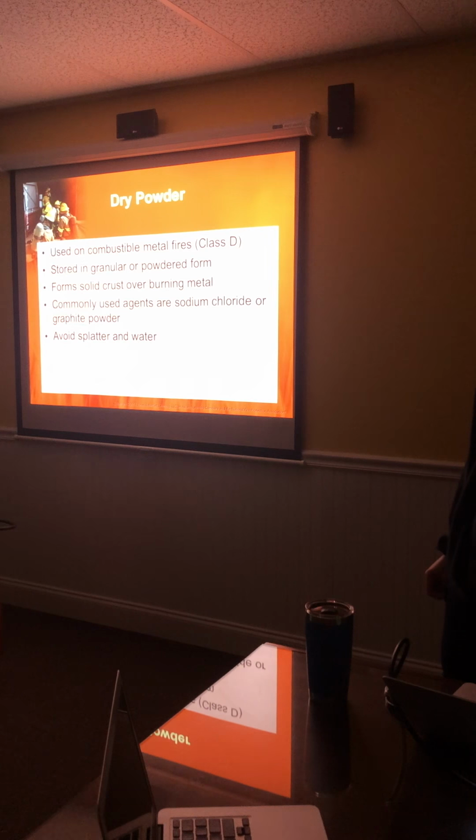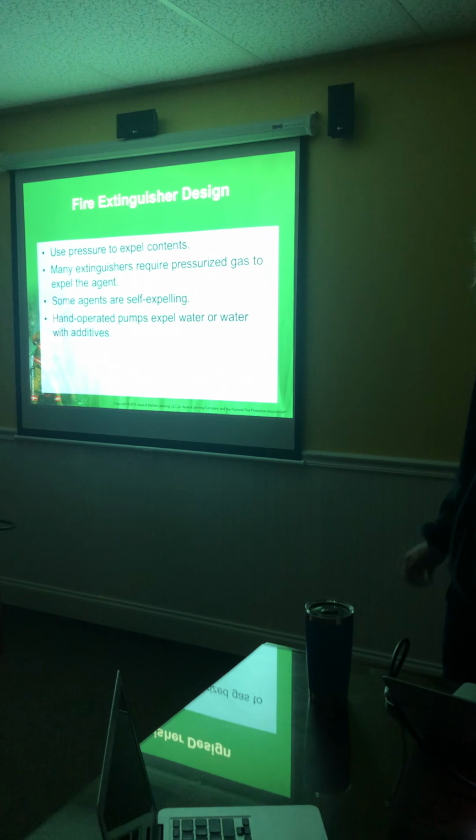Dry powder is used on combustible metal fires, Class D. It's stored in a granular powder form. Its commonly used agents are sodium chloride or graphite powder, and you want to avoid splatter.